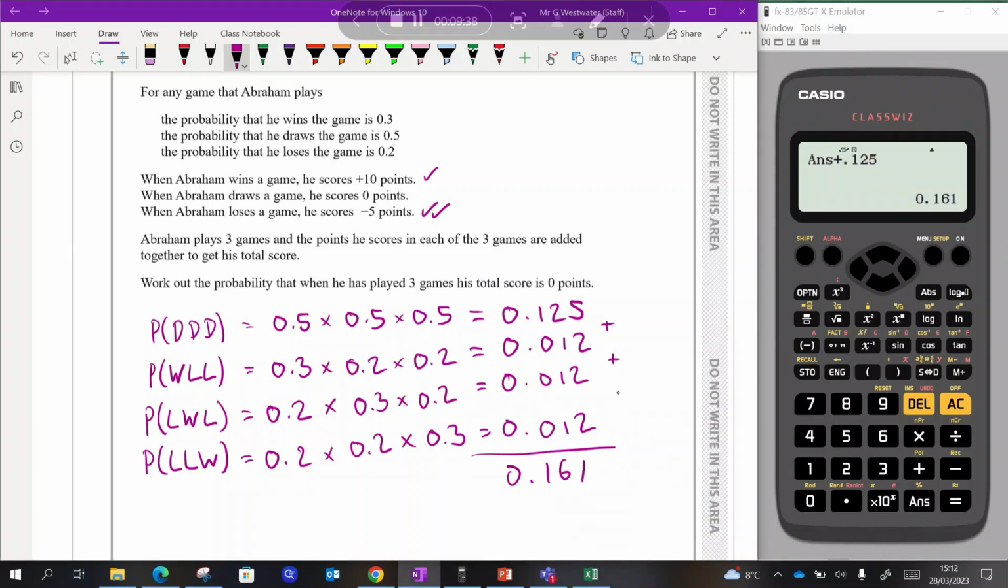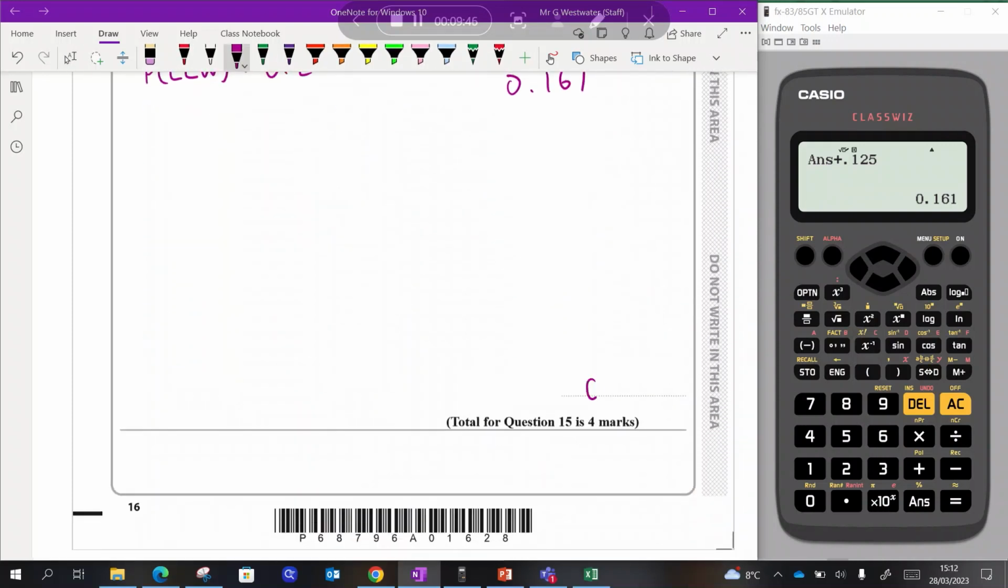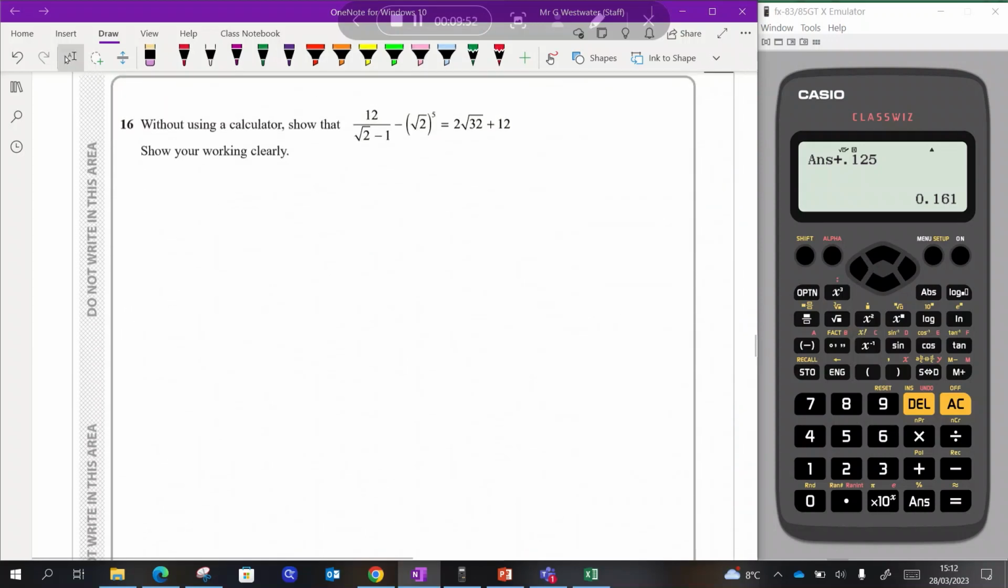Because that's what we need to do. We need to add up all the outcomes that gain us this final outcome of 0 points. So 0.161. Okay. On to question 16.